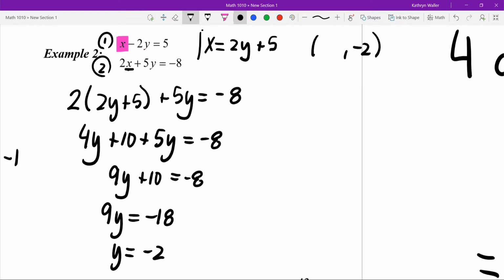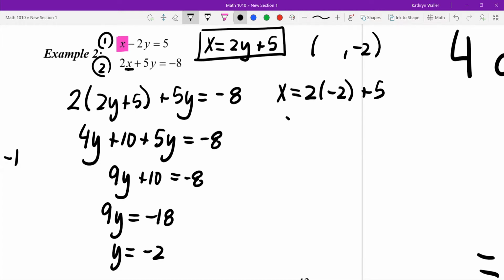If you're using elimination, guys, the easiest place to plug back into is the solved equation, the one that's solved for x or y. So everybody go x equals 2 times y, which is a negative 2, plus 5. 2 times negative 2 is a negative 4, and negative 4 plus 5 is a 1. There's your answer. Okay? Now we're going to check one more time.